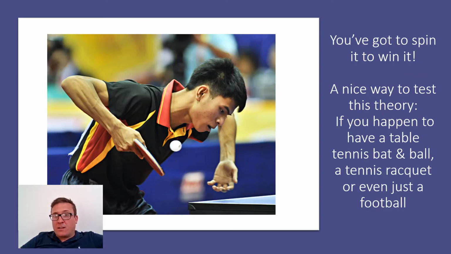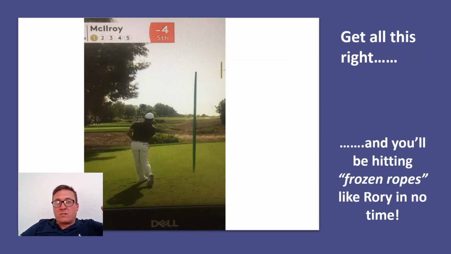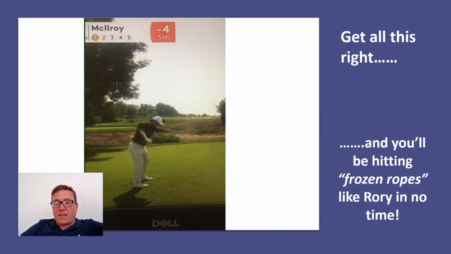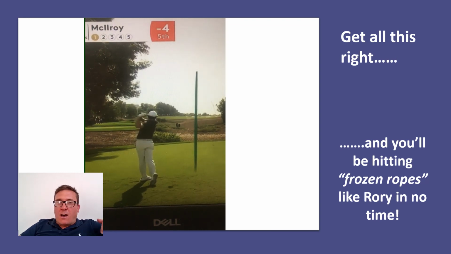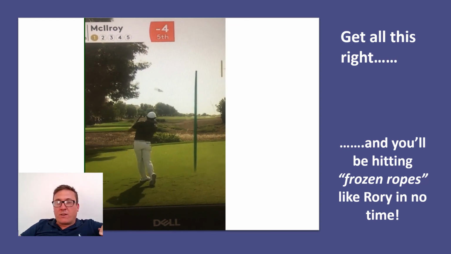So the best way of having a little play around, if you've got a tennis racket, table tennis bat and ball, or even just a football, have a muck about at home. With your foot, create a path with your foot, swinging one way with the angle of your foot pointing the other, same with a table tennis bat and ball, and just see how you can get the ball spinning. You'll just be able to have a little bit of thought-provoking instruction that will hopefully get you to understand how we can neutralize ball flight. And if we get it right, then hitting a frozen rope like Rory would be perfect.